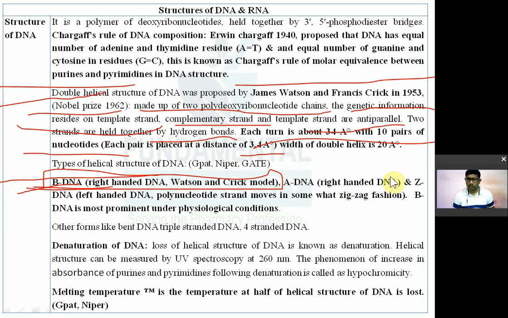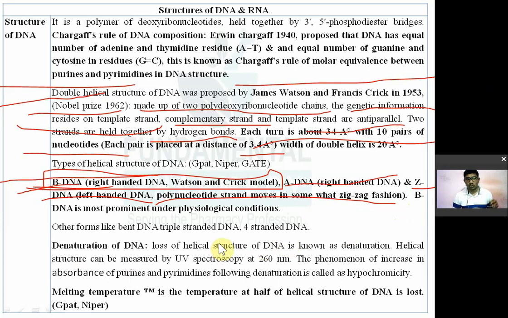Then another kind of DNA is there known as A DNA. A DNA is the right-handed DNA. B क्या है? Right-handed है. A भी क्या है? Right-handed. Now another kind is there, Z DNA. So Z DNA is a left-handed DNA. तो Z type का DNA जो है उसको बोलेंगे left-handed DNA. Z DNA is a left-handed DNA and polynucleotide chain in this DNA moves in a somewhat zigzag fashion. ये zigzag fashion में मतलब इसका अरेंजमेंट होता है.